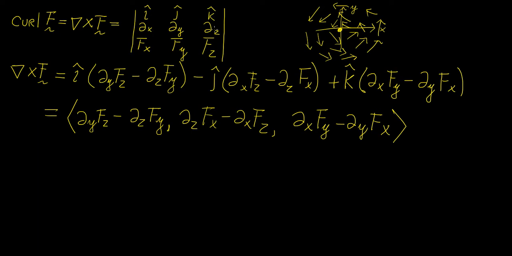axes. Second row you have the elements of the del operator, which are the first derivative with respect to x, then with respect to y, and then z. And then finally in the last row you have the components of your vector field f. So you have x component, y component, z component.